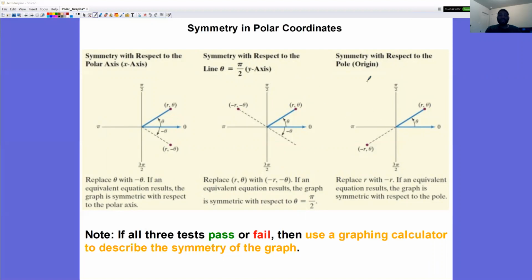Or you can have symmetry with respect to the pole by changing r to negative r and simplifying the result to see if you get the original equation. So all three of these are tests you can use to determine what type of symmetry we have. There is a possibility we can do all three tests and they can pass or they can fail. In either case, you'll go to the graphing calculator and see what type of symmetry it has. Sometimes the algebraic part of this could be misleading, but we will still use it anyway. So let's go on to our first example.